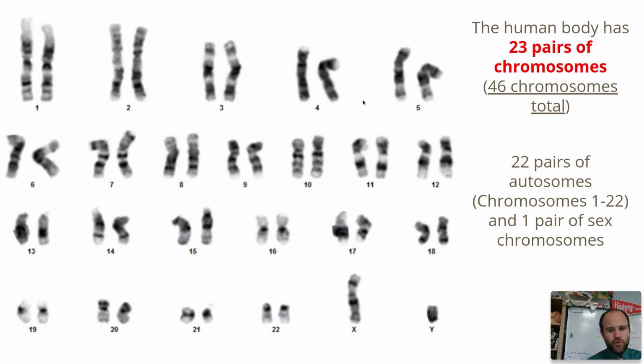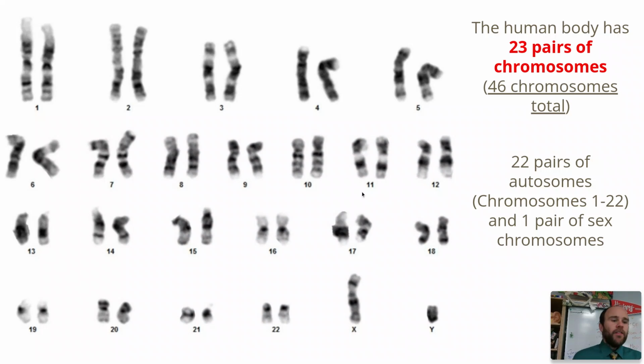You have 22 that are considered autosomes, or your just regular chromosomes with all your regular genes. And then your very last pair is going to be your sex chromosomes. So that's either going to be XY if it's biologically male, or XX if it's biologically female.